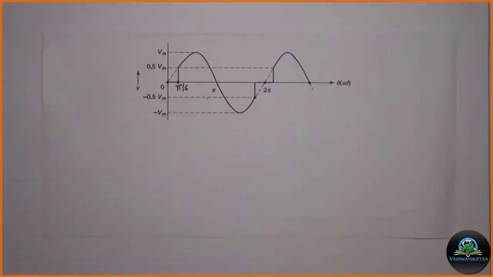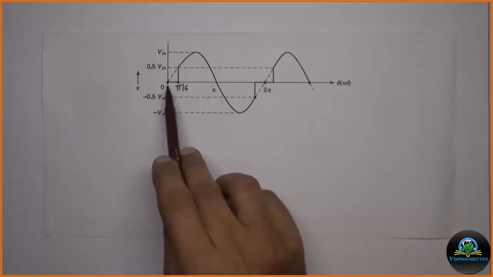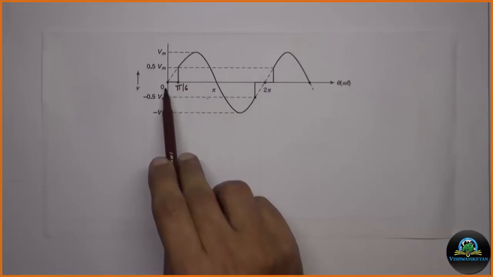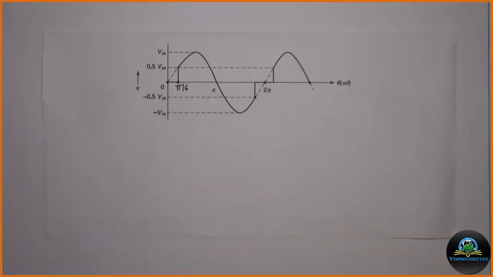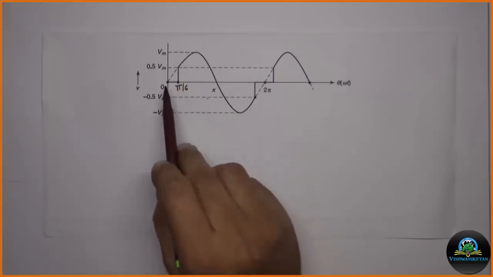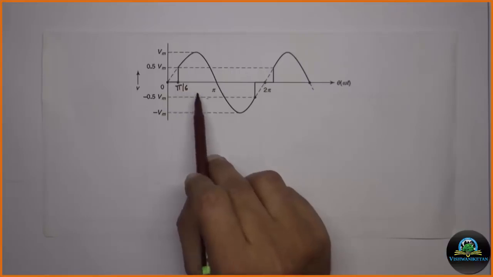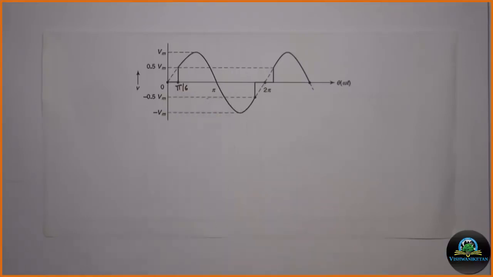Let us solve the problem. Now, we are considering only half cycle. So, our period or interval of waveform is 0 to pi for half cycle. Because of behavior of waveform, the half cycle can be split into two intervals. One is from 0 to pi by 6, and second will be from pi by 6 to pi. Let us write down this interval.